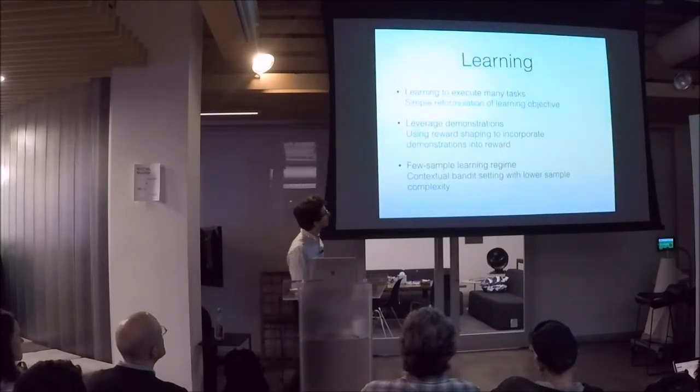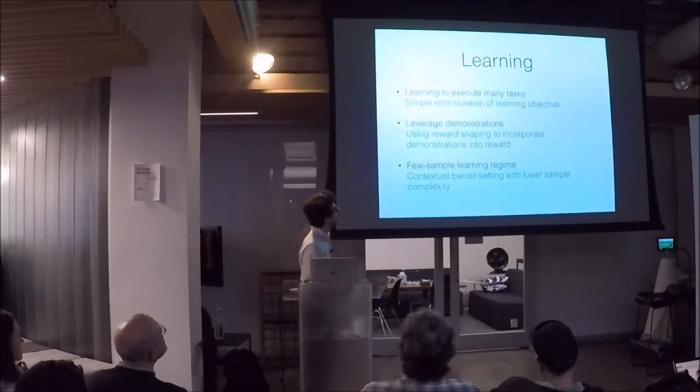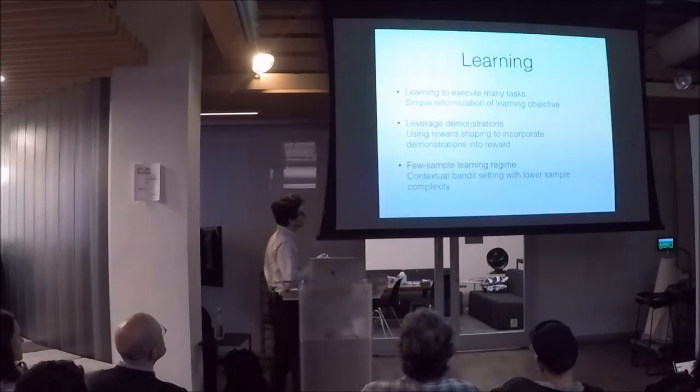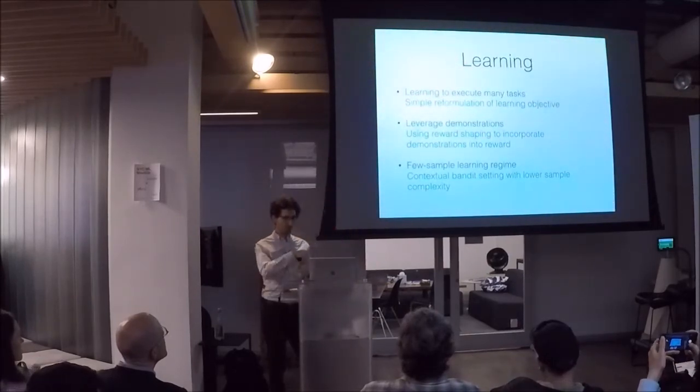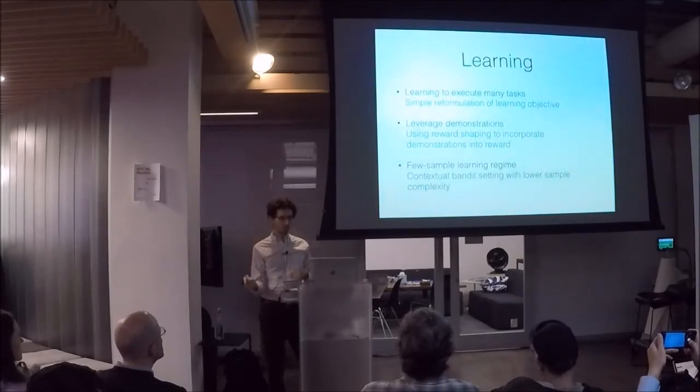So we did three things. We modified our objective a bit to incorporate all these different tasks by defining different reward functions for them. We leveraged demonstration using reward shaping, and we learn in a few-sample regime by switching from reinforcement learning to a contextual bandit problem.